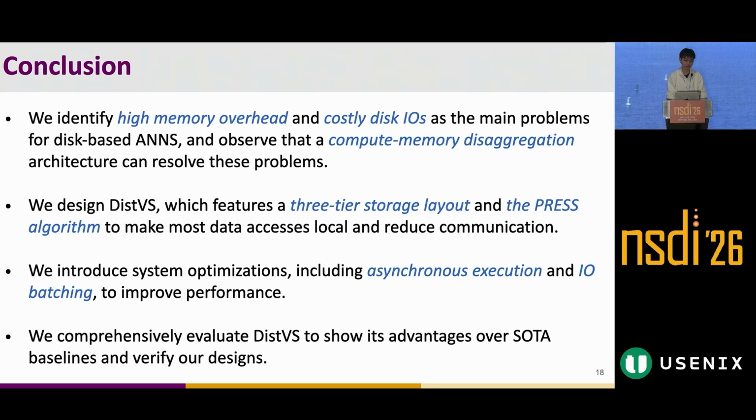Finally, it's our conclusion. We identified the main bottlenecks for disk-based vector search as the high memory overhead and the costly disk I/O. We observed that a compute-memory disaggregation architecture can resolve these problems. Next, we designed the DistVS system, which features a three-tier storage layout and the PRESS algorithm with three precisions for searching. We introduced several system optimizations, including asynchronous execution and I/O batching, to improve the overall performance. Finally, we evaluated that DistVS can outperform all the baselines and verify our designs.